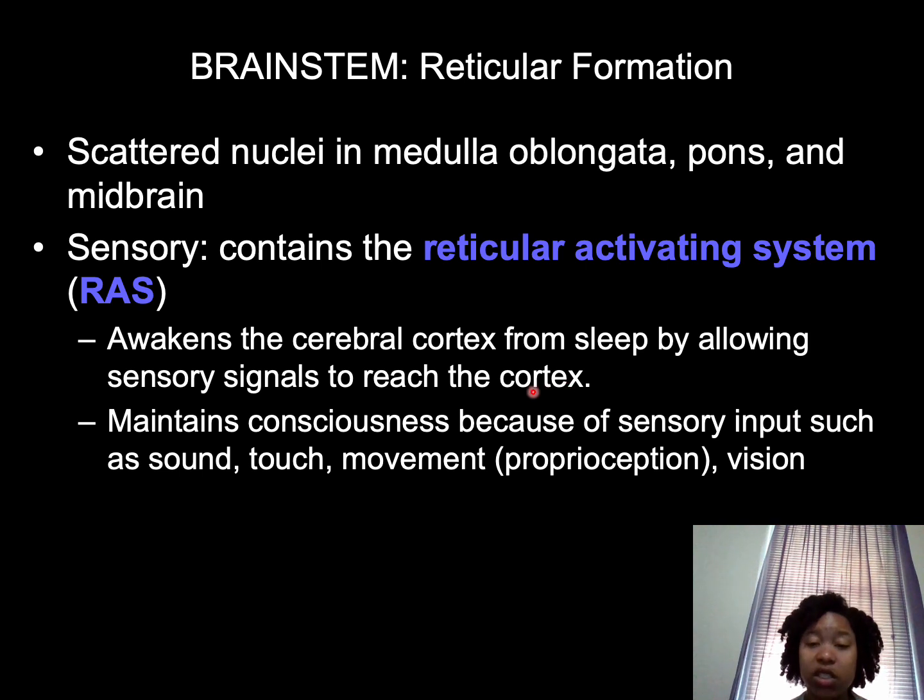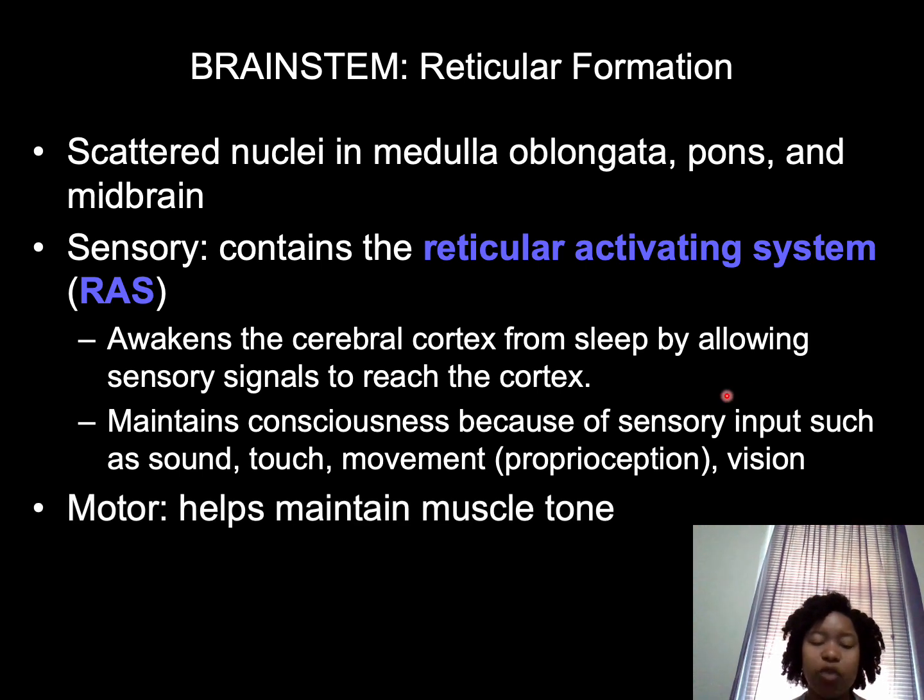It maintains consciousness because of sensory inputs such as sound, touch, movement, proprioception, and vision. Working at those specific aspects of sensation is essentially what makes you conscious, being aware of your surroundings and all of the dimensions that are senses. So that is what is supporting that part of the brain. As far as motor function goes, it helps maintain muscle tone. So they're not just lax all the time, and whichever ones need to be appropriately stimulated for resting posture, this can help maintain that.